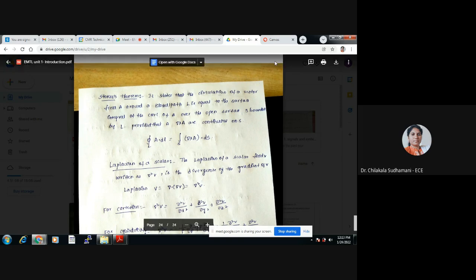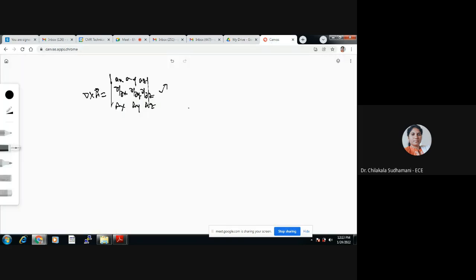In this case the divergence theorem is the closed surface integral of vector A bar dot ds is equal to the volume integral. Here I am considering the volume integral of del dot A, the divergence of A, dv. This is the divergence theorem.